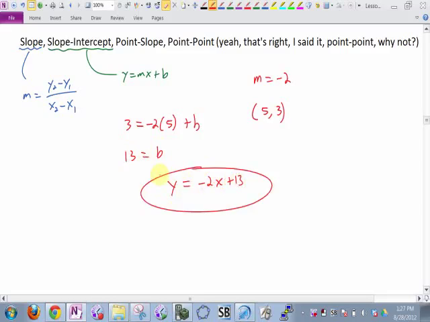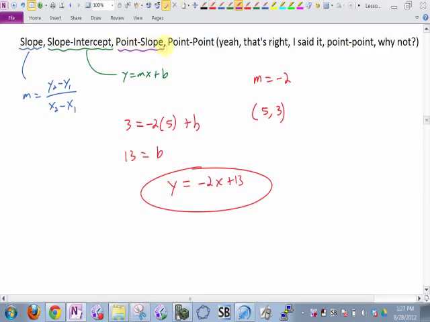Wow, that didn't take much work, right? But, of course, it's math. We have to make it more complicated than it needs to be. Somebody along the way decided they were going to create a new form of a linear equation called the point-slope form.